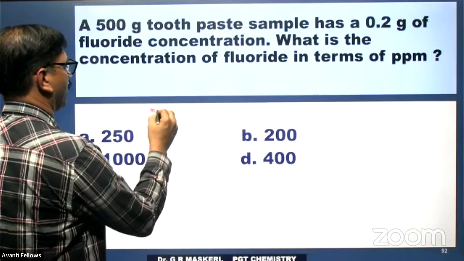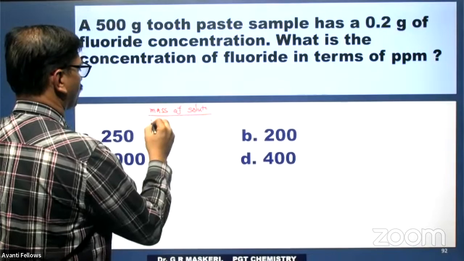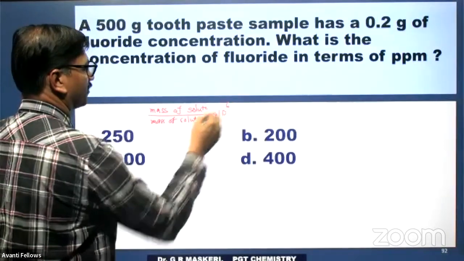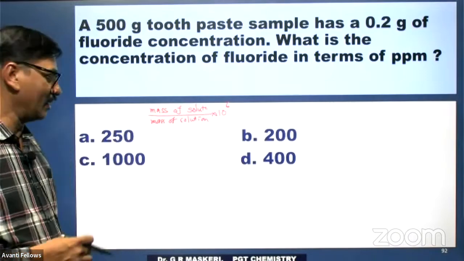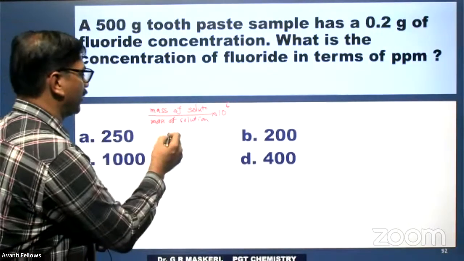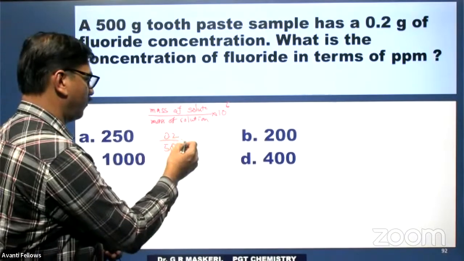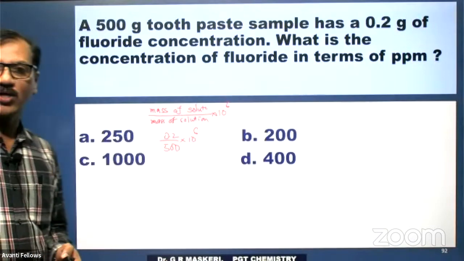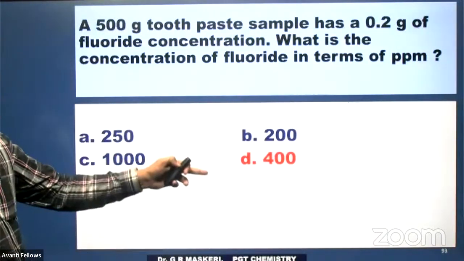So it is mass of solute by mass of solution, if it is in terms of mass, into 10 to the power 6. Per million, how many parts of solute are there? It may be mass or volume, right? So mass of solute by mass of solution. 0.2 gram of fluoride is present in 500 gram of toothpaste. Therefore, for 10 to the power 6, how much is this? If you do this calculation, you will get the answer. Parts per million is one of the methods of expressing concentration. So this answer will come to be 400. You can see it's an easy calculation.